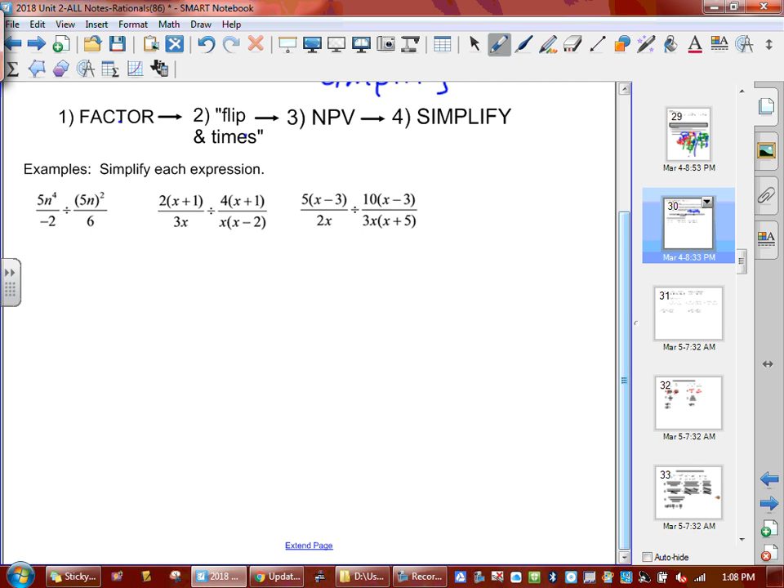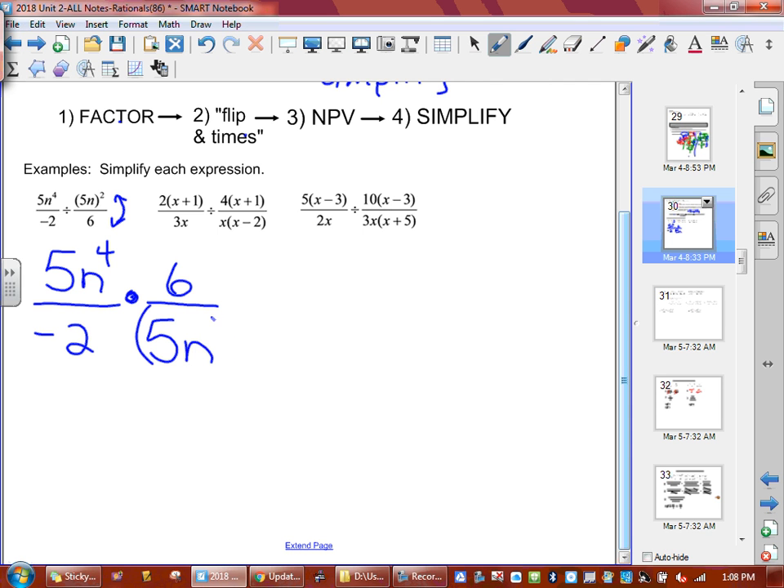Okay, so first step, 5n to the 4 over -2. The left-hand side stays the same. The right-hand side now is going to flip. I'm going to have 6 on top and 5n squared on the bottom. So, at this point, we can now multiply this 2 into that bracket on the bottom. Okay? So this is actually going to be 5 squared n squared, and that gets rid of that 2 there. Okay? So 5 squared n squared.